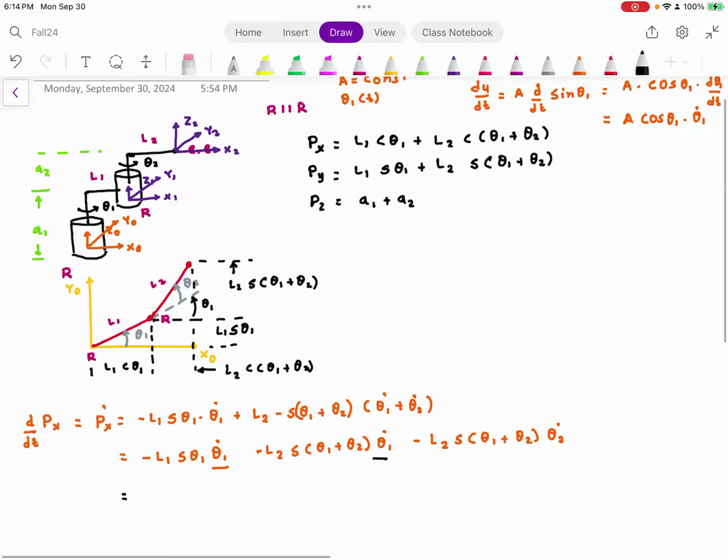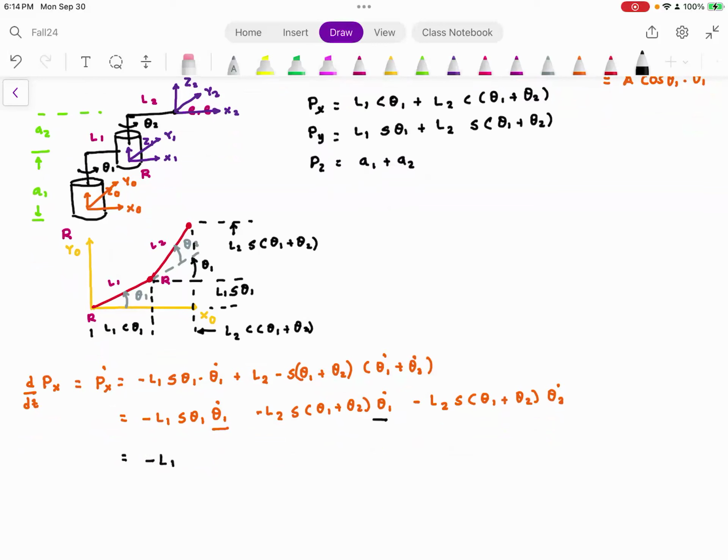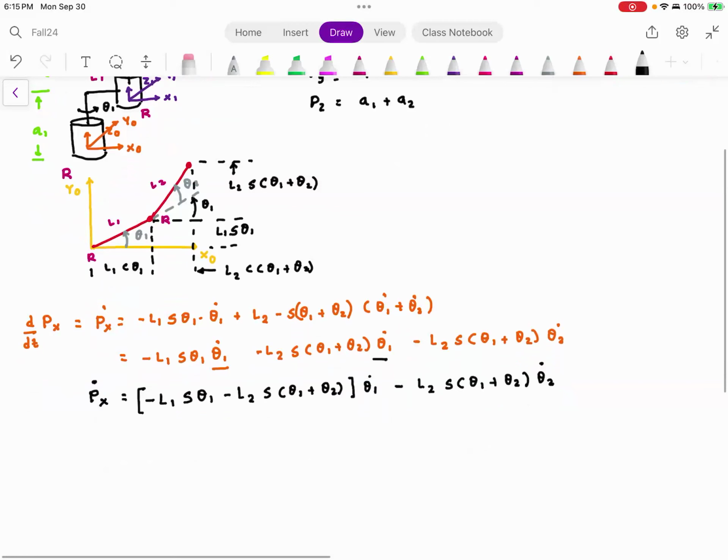So I can combine these two together, and my answer is going to be L1 sine theta 1 minus L2 sine theta 1 plus theta 2, times theta 1 dot, minus L2 sine theta 1 plus theta 2 theta 2 dot. So I have an expression for Px dot as this big expression, L1 sine theta 1 minus L2 sine theta 1 plus theta 2, the whole thing multiplied by theta 1 dot, minus L2 sine theta 1 plus theta 2 and theta 2 dot. Everyone understood this? I have to repeat the exact same process for Py.